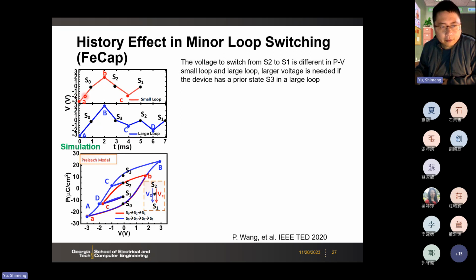But we can also design a waveform with a smaller loop, which is the red one. Then we can still start from S0, but go directly to S2, and then from S2 back to S1. So here you see that for the same transition from S2 to S1, in the larger loop we need the voltage VD. In the smaller loop, we need the voltage VC. So VD does not equal VC, even for the same transition from S2 to S1. This is because the switching voltage depends on the history of the device, whether the device has gone through S3 or not. So this is called the history effect.